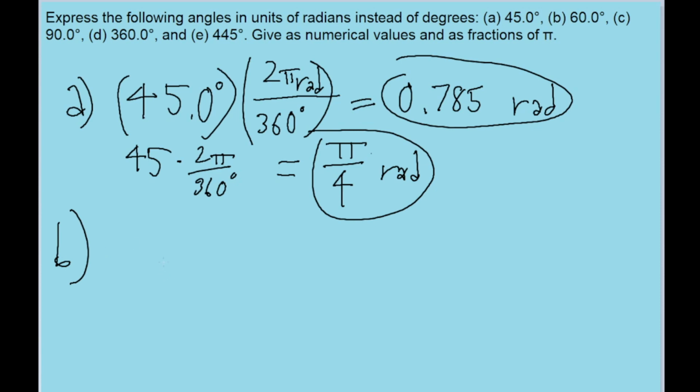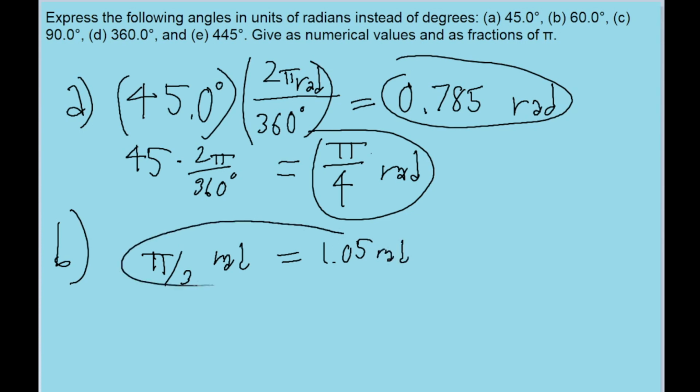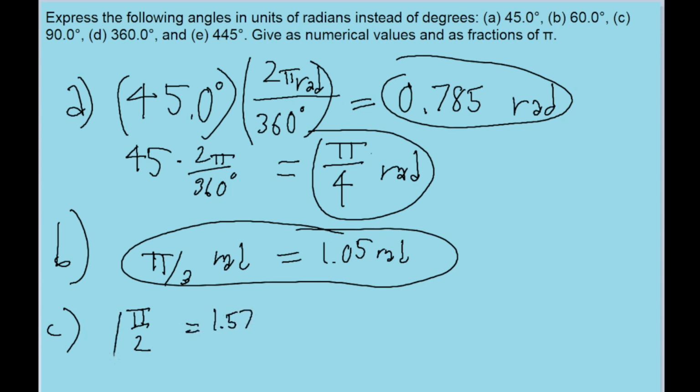For 60 degrees, that's either pi over 3 radians, or alternatively, 1.05 radians. That's part B. For part C, we have 90 degrees, and keep in mind, you probably should be pausing the video between every part and trying it for yourself, just to make sure that you're on the same page with the answers I'm giving. But for 90 degrees, that turns out to be pi over 2 radians, which can also be written as 1.57.